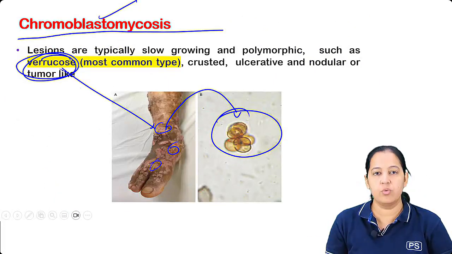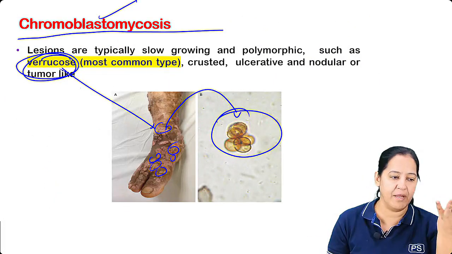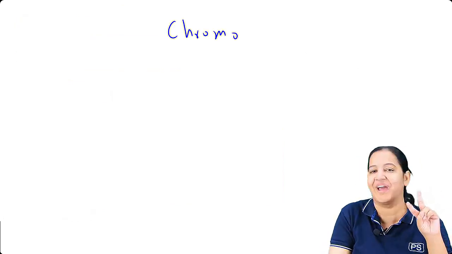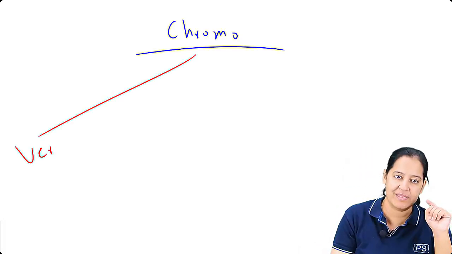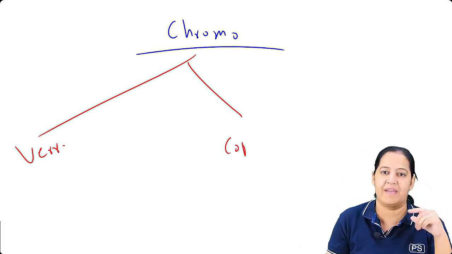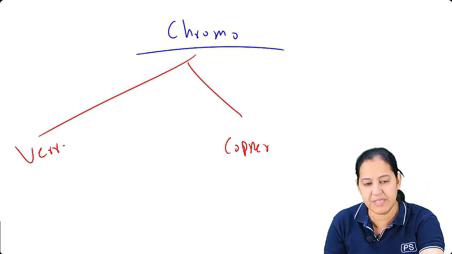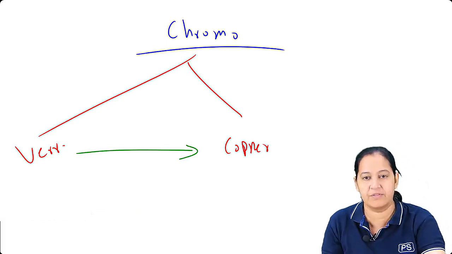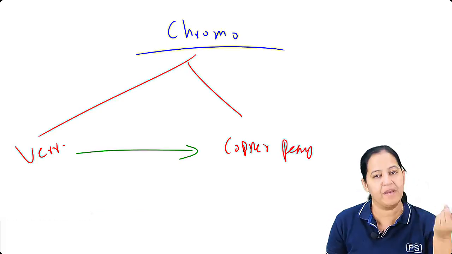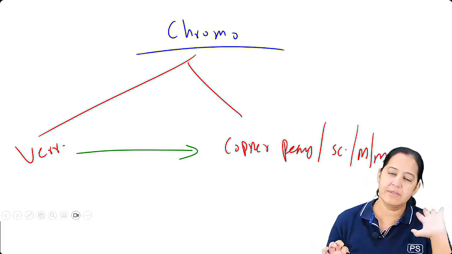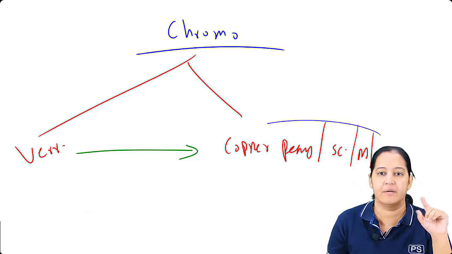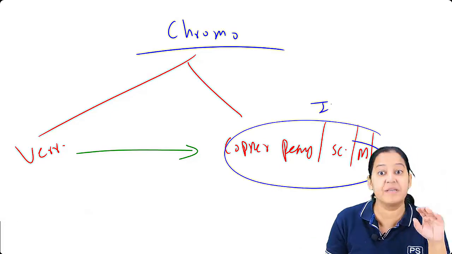Verrucous means small warts. In chromo, learn only two things, because questions come only on these two. Number one, verrucous lesion, and number two, copper penny. If you take the biopsy, you will get copper penny, also known as sclerotic body or muriform body. This is the diagnosis. You can get a theoretical question, or very frequently an image-based question.